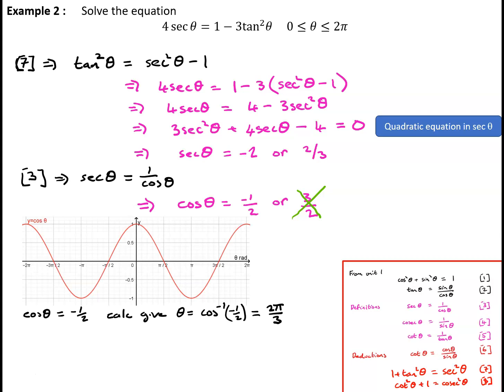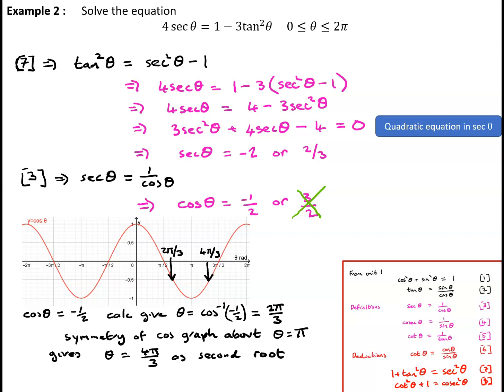If I use my calculator first of all, cos theta equals minus a half gives me theta as cos to the minus 1 of minus a half, which is 2 pi by 3. Remember, I'll have to be working in radians to get this coming out exactly. Using the fact that the cosine graph is symmetrical about the line theta equals pi means that the other solution is going to be at theta equals 4 pi by 3. So the solutions of my equation that I started with are theta equals 2 pi by 3 and theta equals 4 pi by 3.